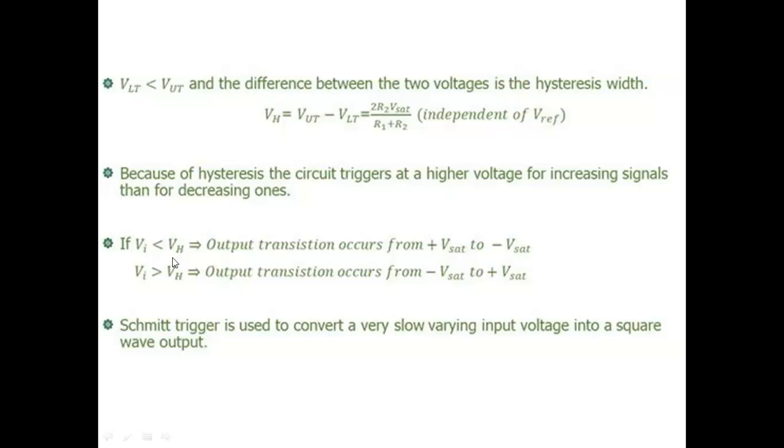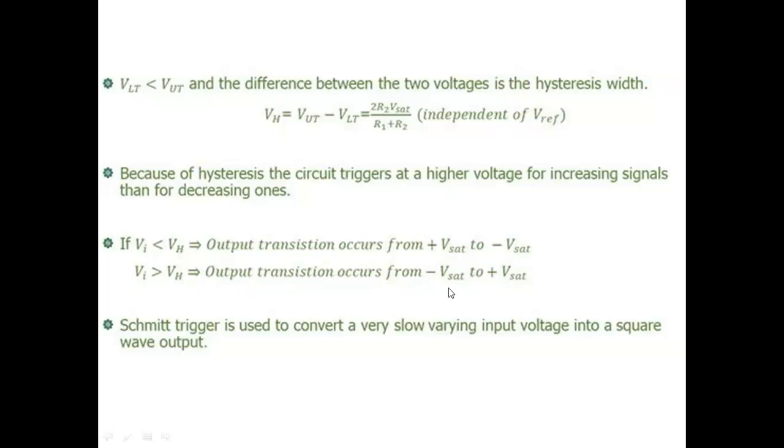Greater than this one, less than this one: Vi greater than VUTP, Vi less than VLTP. So it is purely a comparator. When Vi is greater than VUTP, the output transitions from plus VSAT to minus VSAT. When Vi is less than VLTP, the output transitions from minus VSAT to plus VSAT.